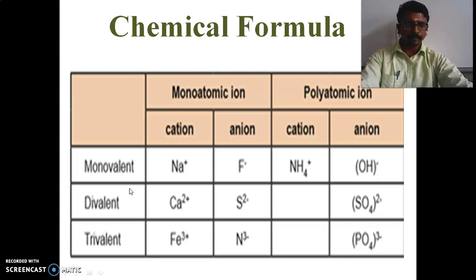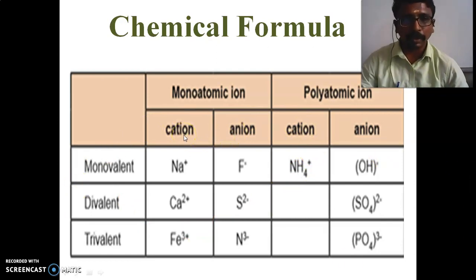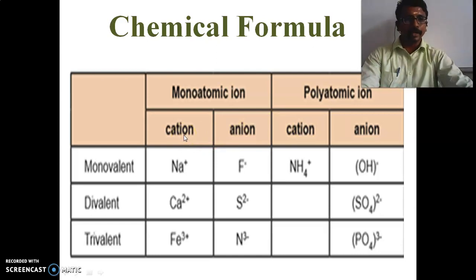Now take calcium. In calcium, the outermost shell has 2 electrons, so calcium has the valency +2. And for iron, Fe, it will be +3, so it is called trivalent. These are the examples. Cation and anion: cation means positive charge, and anion means negative charge.